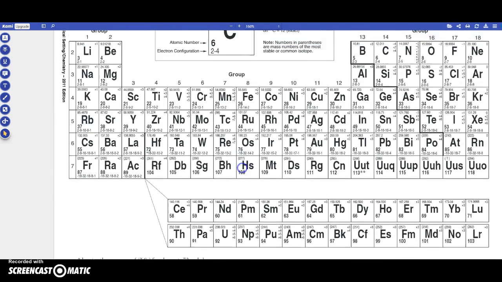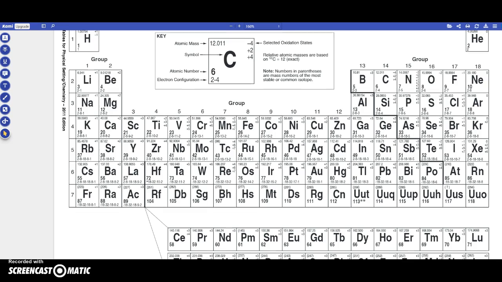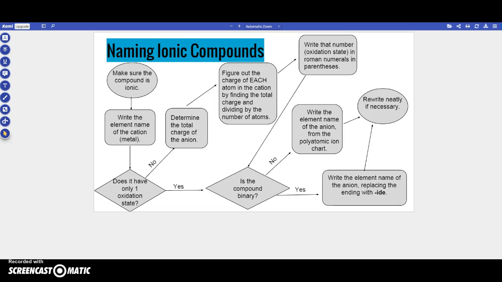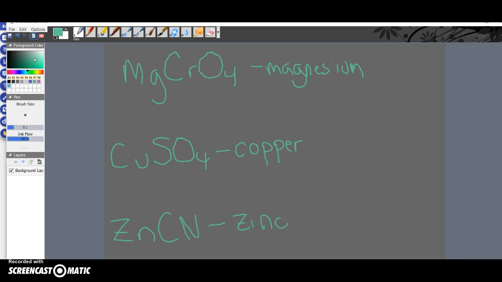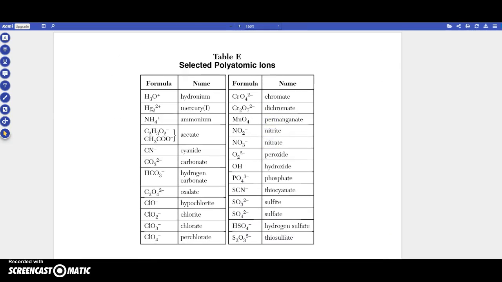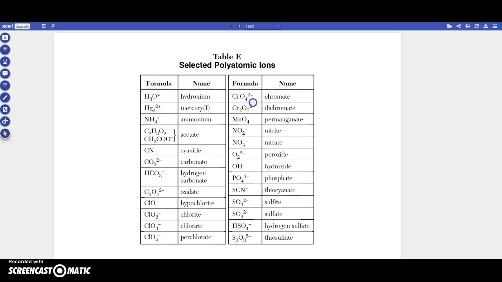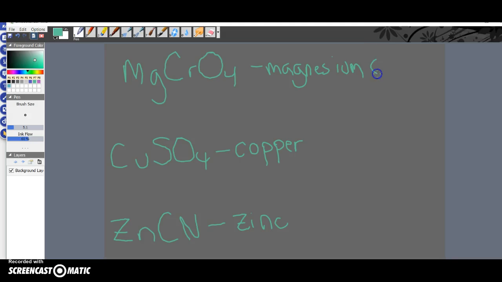Alright, so for this first one, MgCrO4, the first thing we're going to look at is, we already wrote the name of the cation. We're going to ask, does it have only 1 oxidation state? Magnesium does indeed have only 1 oxidation state, so then we're going to say, yep, is the compound binary? And we already discussed that no, it is not. So now we need to look at what's called our polyatomic ion chart to find the name of our anion. Our anion here is CrO4. We're literally just going to look at the chart and take the name. So here's our polyatomic anions. We're going to take chromate, which is the one that's CrO4. And it has this -2 that tells us that its oxidation state is -2. So this one is magnesium chromate.